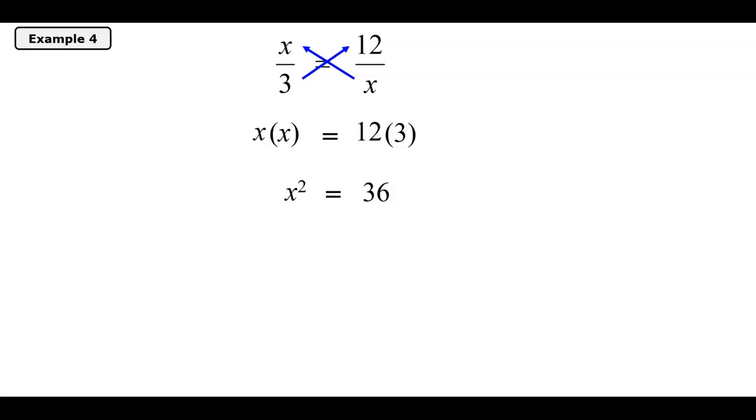Now, I need to solve this. How do I get rid of the squared on the x squared? What's the opposite of squared? Square root. Now remember that? Square and square root are opposites. So everybody, when you have a square, you're going to do the square root, which looks like this.